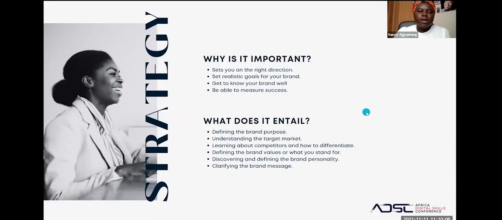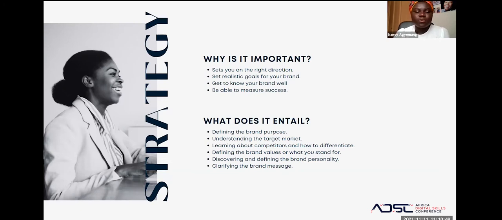But before you go into designing logos or designing anything, it is very important to do strategy first. And why is it important? When you do brand strategy first, it sets you on the right direction as a company and also as a designer. You're able to set realistic goals for the brand because you'll be able to measure those goals. When we create a brand strategy, it gives us the ability to measure success and also get to know if our brand is doing well or not in the market.